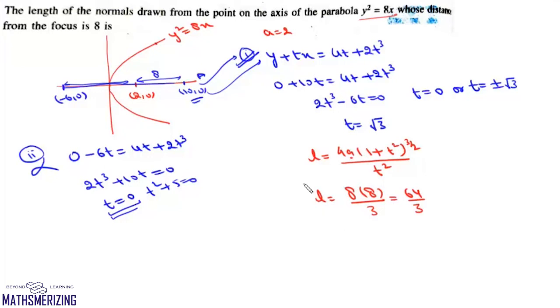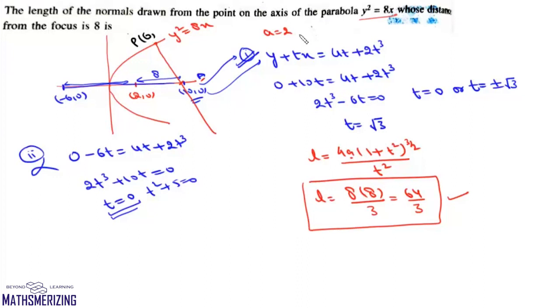So basically the length of this normal chord drawn from this point, which is (10, 0), should be 64 by 3. Now this question is an integer type question, so I suspect they must be asking for something else which they have not clearly mentioned in the question. So this point is A. We can also find this point, the foot of normal. We know that this foot of normal is (at square, 2at). So a is 2 and t is root 3. So at square is 6 and 2at is 4 root 3.